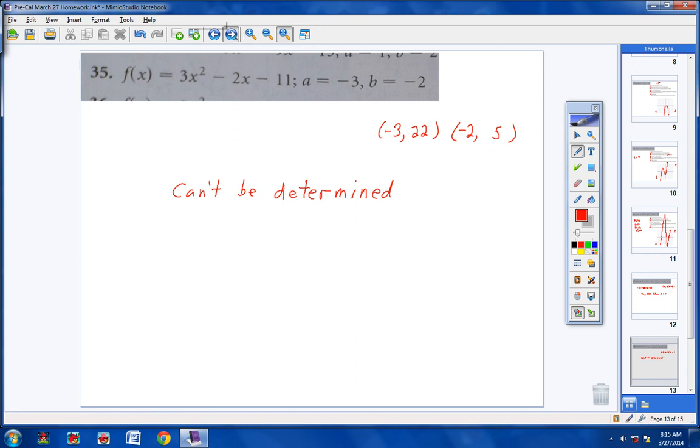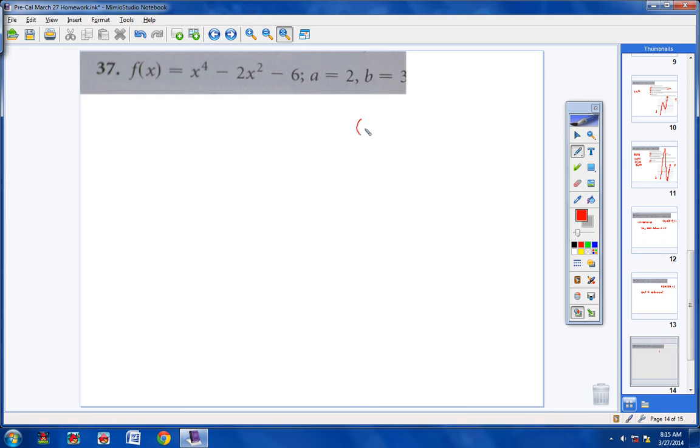All right, number 37. All right, we're going to substitute 2 into the equation and get out a Y. Then we're going to substitute 3 into the equation and get out a Y. And we're going to see if a 0 exists between 2 and 3. Okay, so let's see here. If you substitute 2 in, you will get out a positive 2. And if you substitute 3 in, you will get out 57.